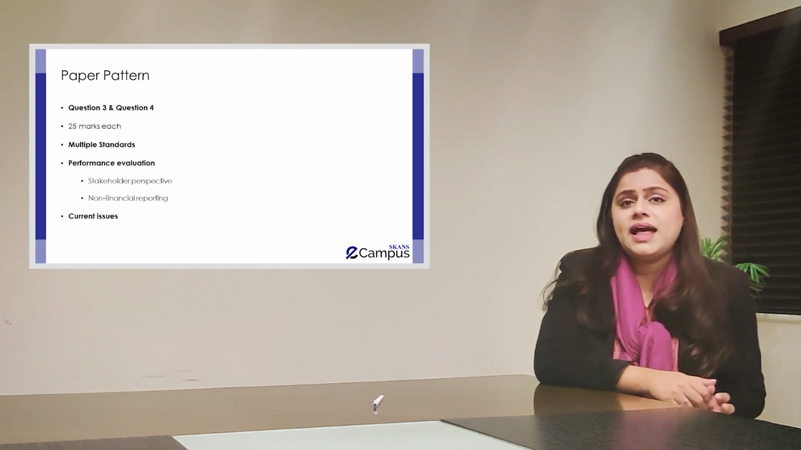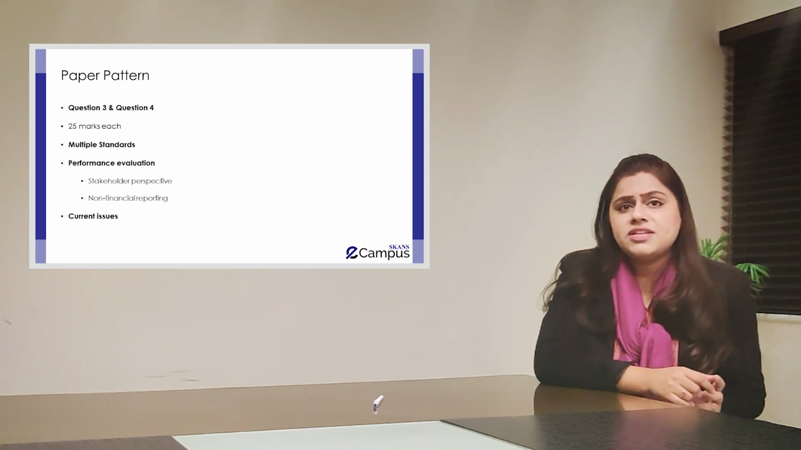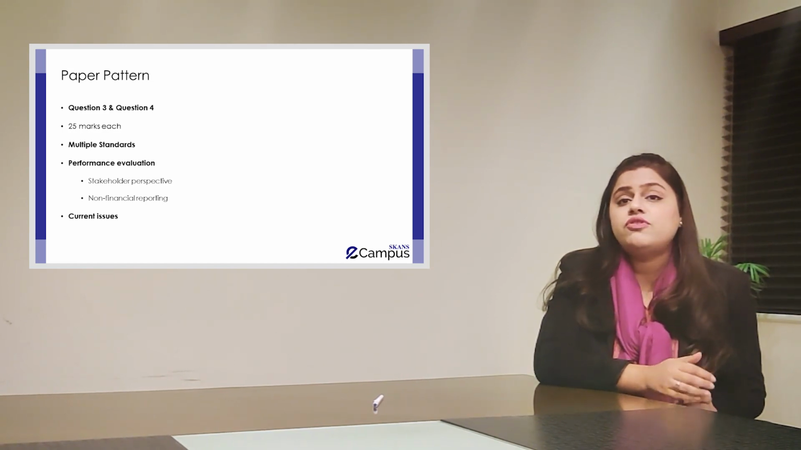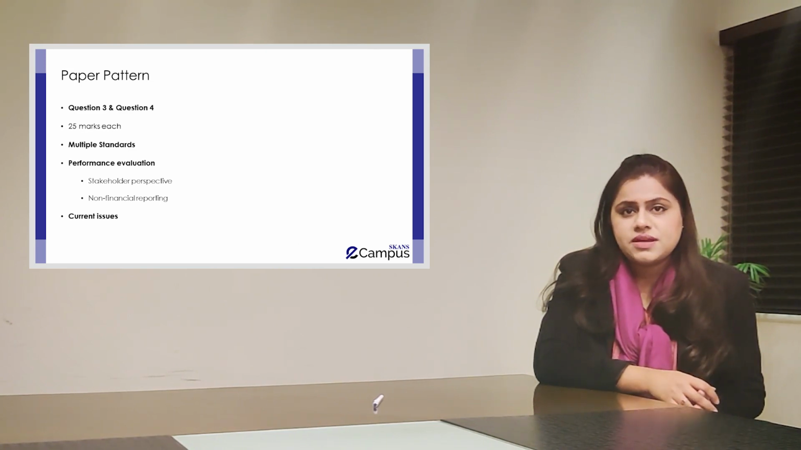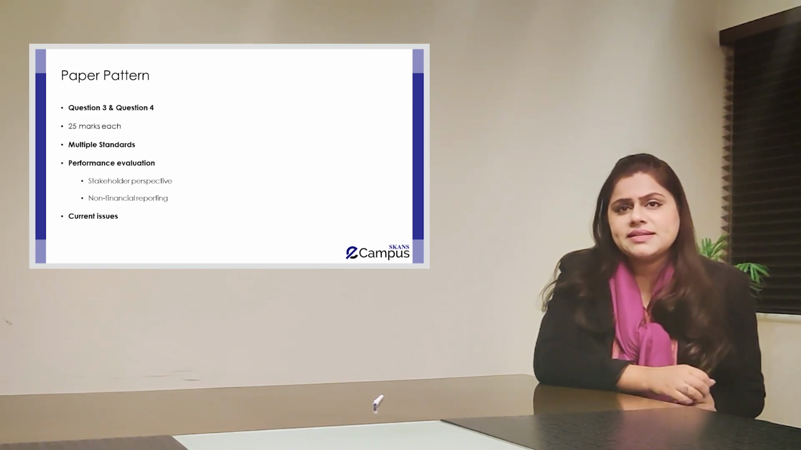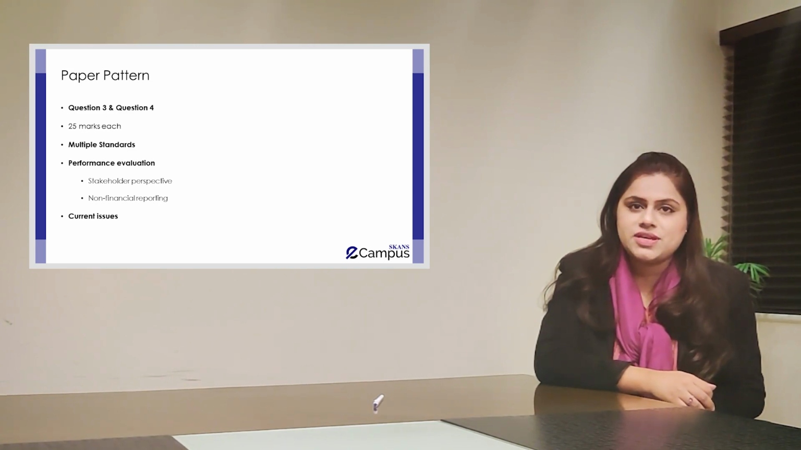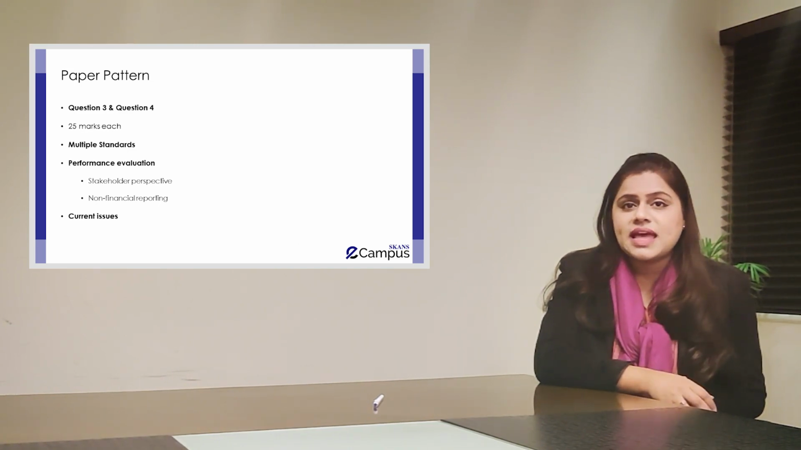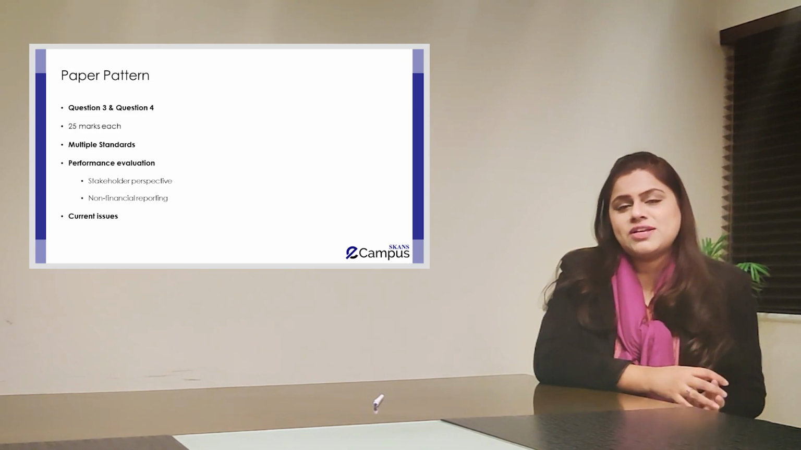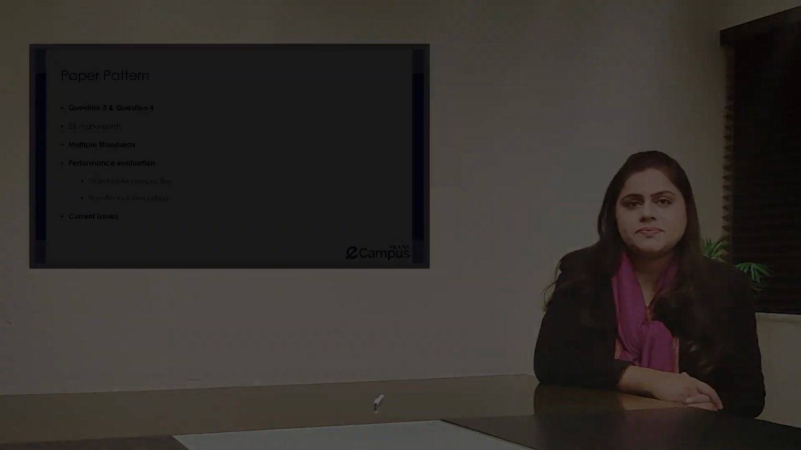Question number 3 and 4 cover multiple accounting standards and situations. One of the 2 questions asks you to evaluate the performance based on an accounting scenario from the perspective of stakeholders. Most commonly in past exams, the examiner asks to evaluate from the perspective of shareholders. Current issues can be tested as a part of any question in SBR. You will not be getting a complete 25-mark question on current issues.